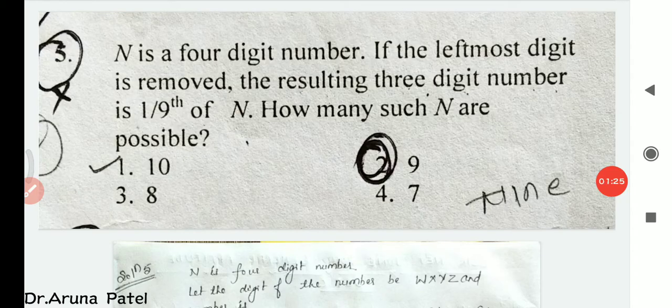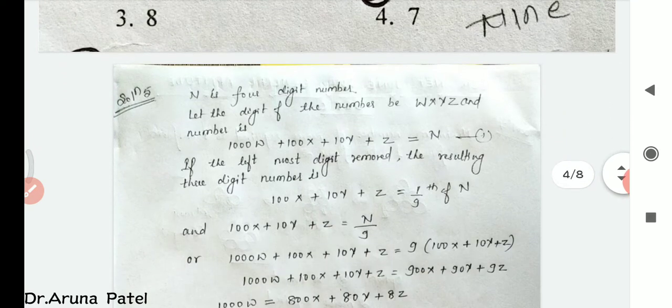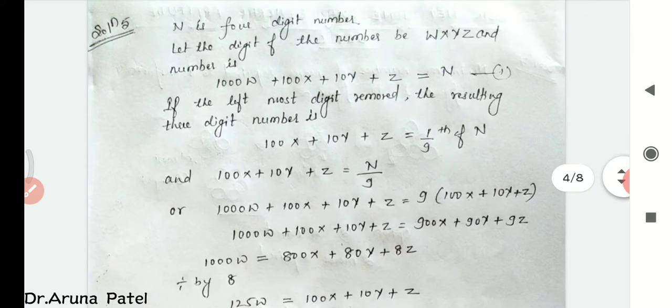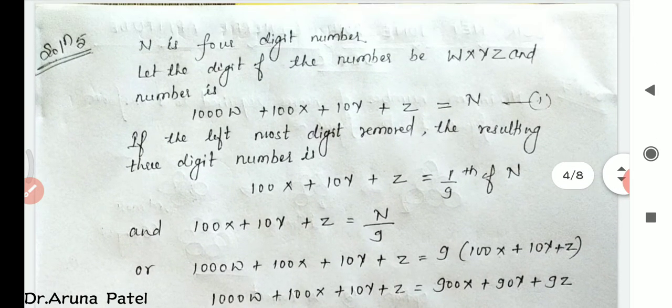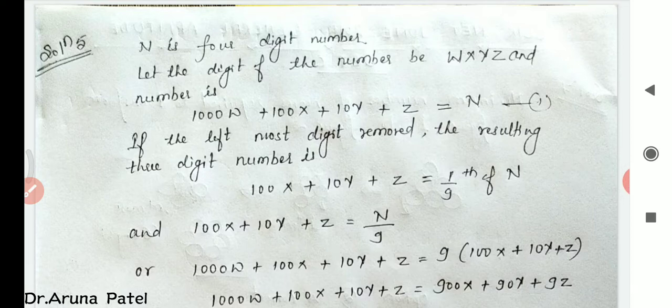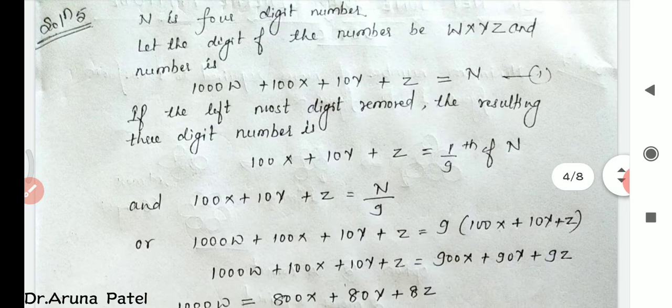Now this is question number 5. N is a 4-digit number. If the leftmost digit is removed, the resulting 3-digit number is 1 by ninth of n. How many such n are possible? Let's see the solution. n is a 4-digit number, it is given. Let's consider the digits of the number to be w, x, y and z, and you have to put them according to place value.